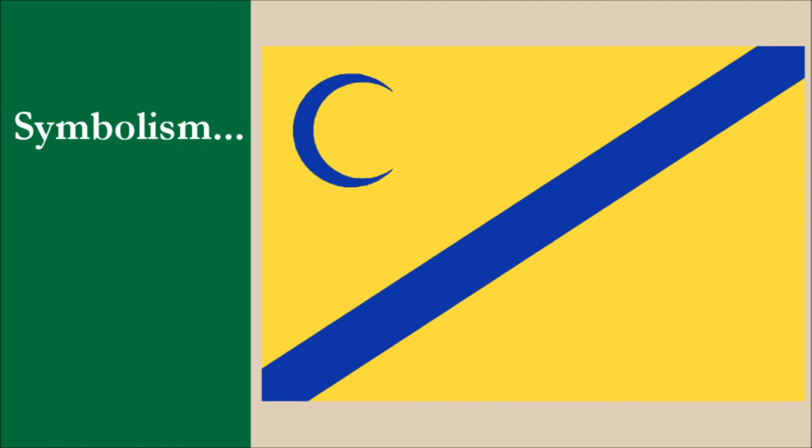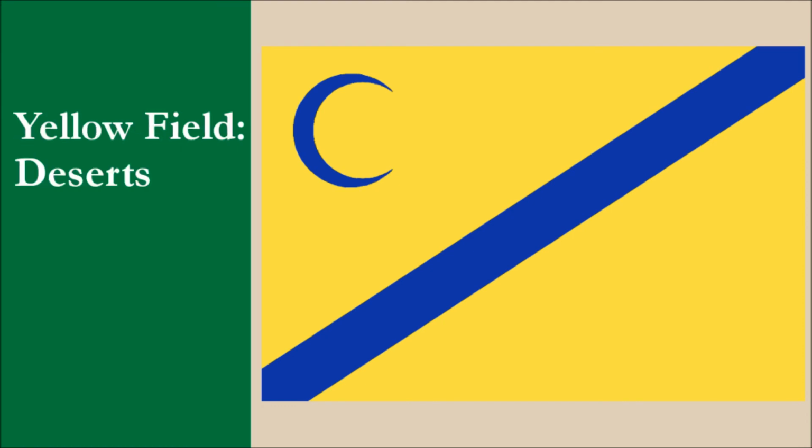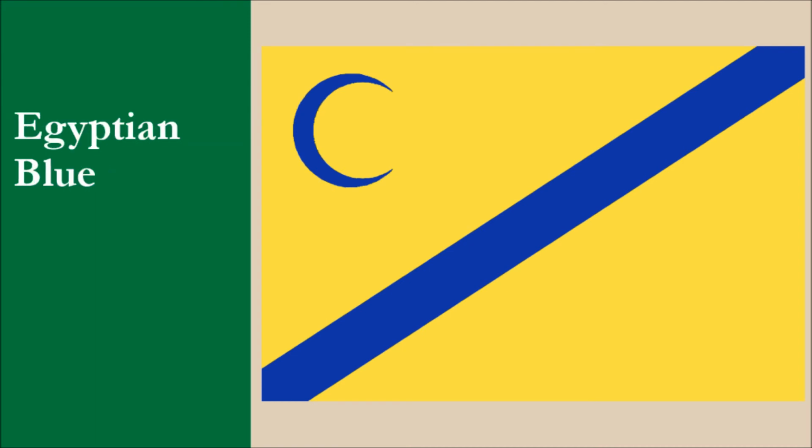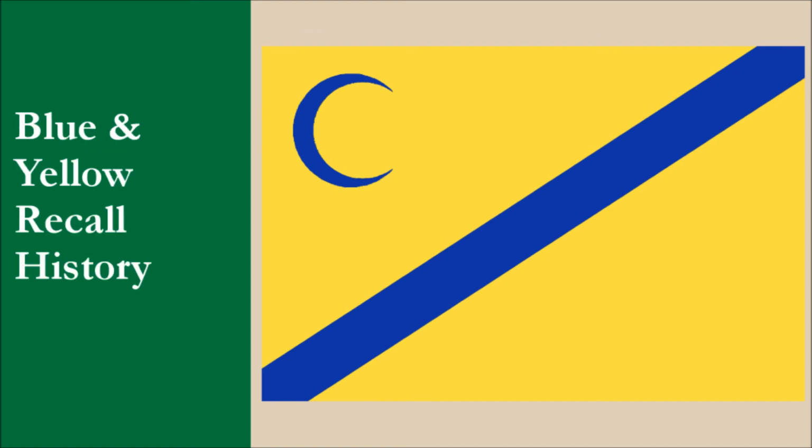To recap the symbolism, the blue stripe represents the River Nile. The yellow field symbolizes the country's deserts, while the crescent represents Islam. The shade of blue is significant. It's called Egyptian blue and was used as a pigment for thousands of years by the ancient Egyptians. The color was held in high regard and was used for many purposes. Blue is seen on a lot of ancient Egyptian artwork, as well as yellow, and these 2 colors on our design recall the rich history of the country.